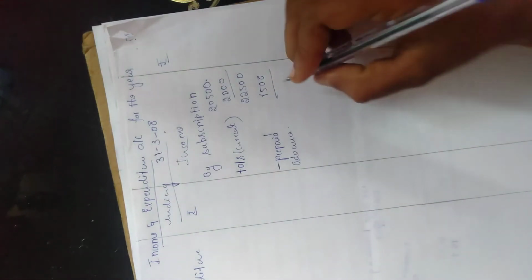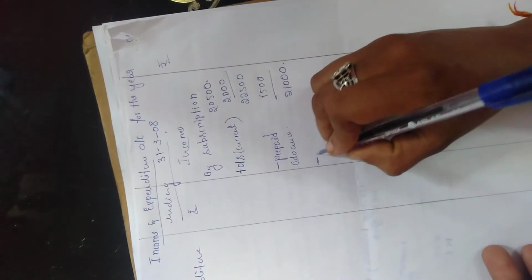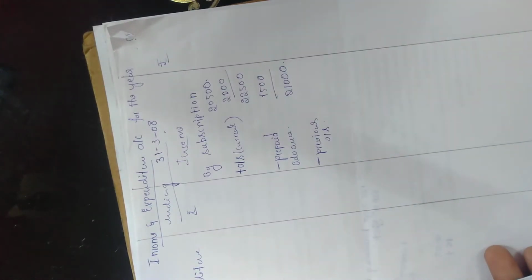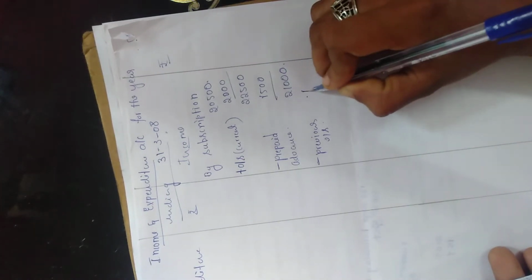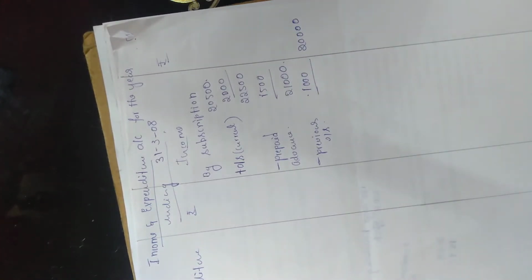The amount is 21,000, right? But in the opening balance sheet they have given the outstanding of the previous year, so this also needs to be deducted. You know that only the outstanding which belongs to this particular year needs to be added. Everything else, whether advance or outstanding of the previous year or future year, needs to be deducted. So the outstanding given in the balance sheet of the previous year is 1000. So what is the amount? 20,000 is now the subscription.